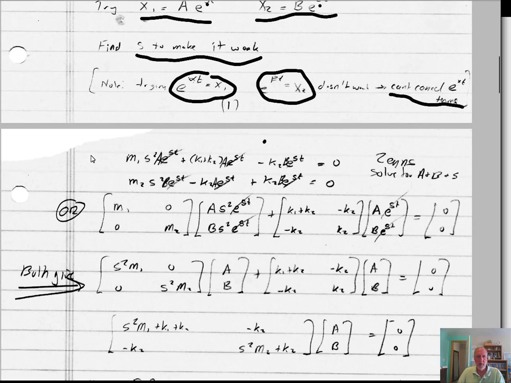So this is method 1, where you just Laplace each equation separately. So if you Laplace x1 double dot, you get s squared a e to the st, so that's x1.